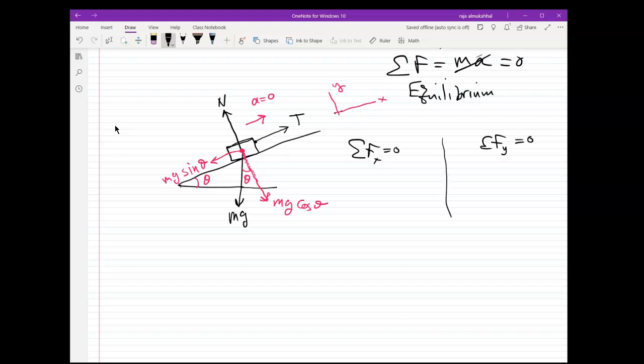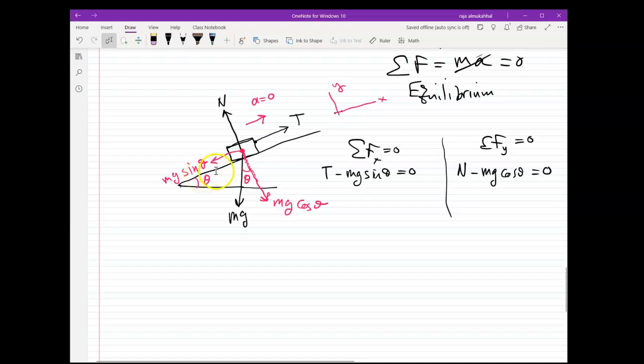So what are the forces in the x direction? Well, as you can see from the diagram, I have T minus mg sine theta, and on the y-axis, I have N minus mg cosine theta. Remember, this direction is positive and up is positive. So I have T minus mg sine theta equals 0. And then on the y-axis, I have N minus mg cosine theta equals 0. Again, we ignore the mg here. It has been replaced by its components.